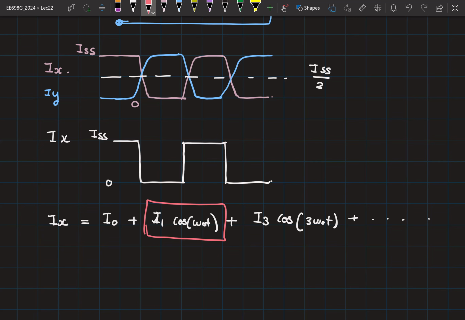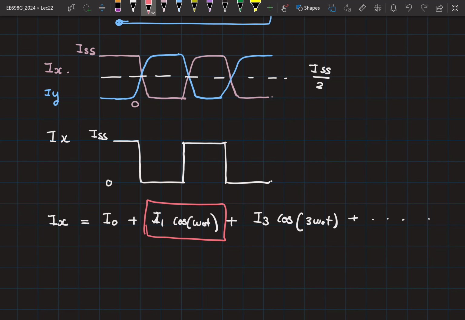Is that okay? So you will have I1 cos omega naught t getting multiplied with Rp, generating a potential at the output. Is that okay? The current flowing into the tank is not sinusoidal. It has a lot of harmonics. But only the component at omega naught is generating a potential across the tank.